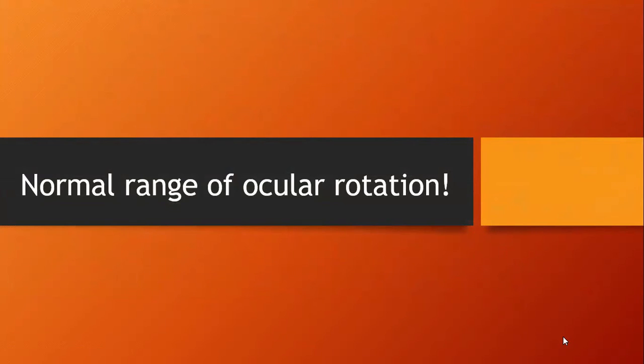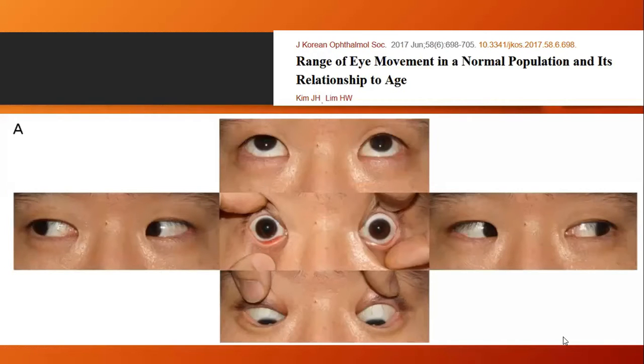In order to detect the abnormality, you have to know the normal. So try to test the versions on any of your family members, like your children or whatever. So try to test the normal range of ocular rotation. Sometimes we call it ocular rotation, but this is the more specific, but generally we use versions. So this is from a Korean paper, and as you can see, the facial features of Korean people. You have to know the normal, what is the normal adduction, what is the normal abduction, and so forth.